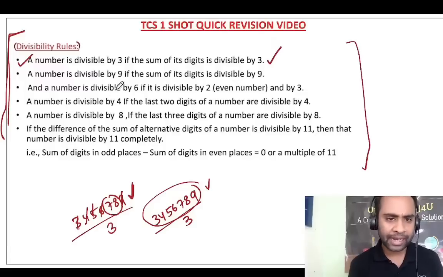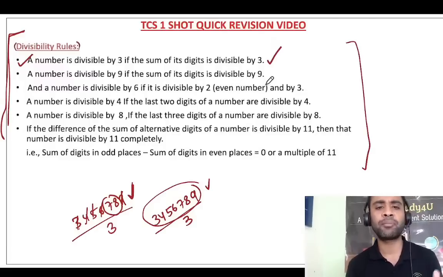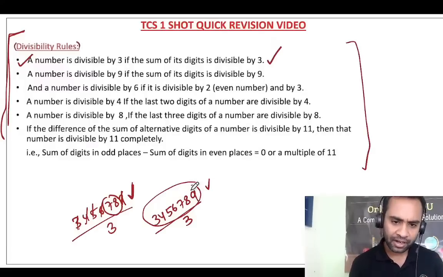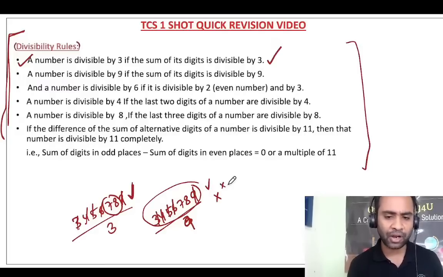Now, a number is divisible by 9 if the sum of its digits is divisible by 9. Is this number divisible by 9? No, sir. I am not going to add the 9, because 9 will be anyway divisible. So 7 plus 8, 15. No, sir. This number will not be divisible by 9. And a number is divisible by 6 if it is divisible by 2 and by 3.